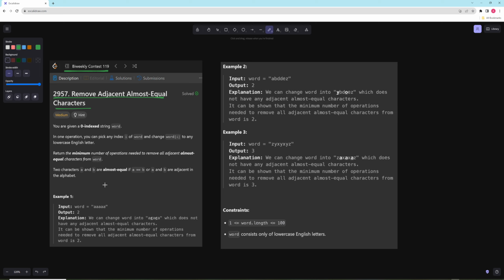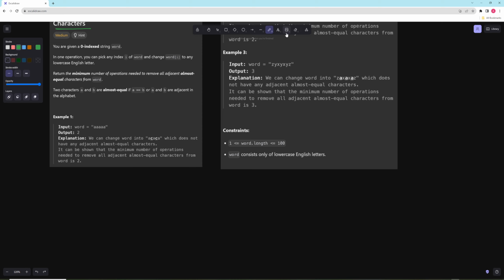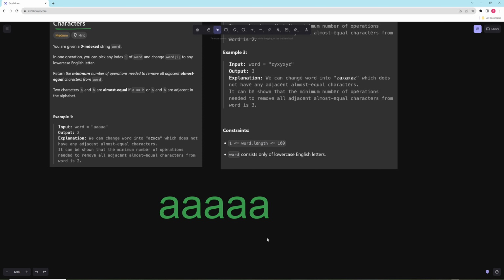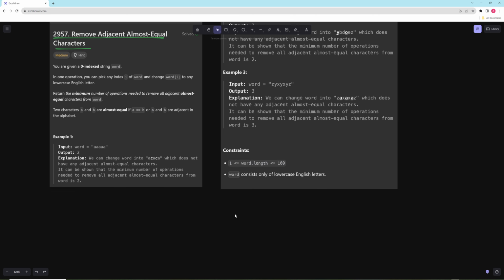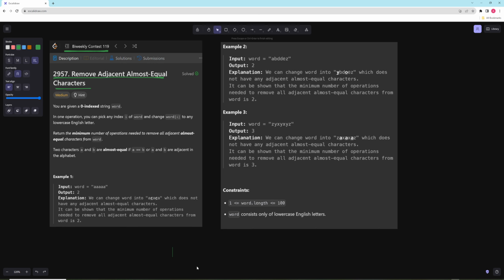Adjacent in the alphabet means they're one character apart, like A and B, and B and C, and so on. So in this first example, we have A, so we can write that down. And basically, the best thing to do here is just change these two characters. It wouldn't be B's, but it would be like C's. You can technically change it to whatever you want, as long as they don't match, right? So this is two operations. In the second example, let's write this down as well. A, B, D, D, E, Z.